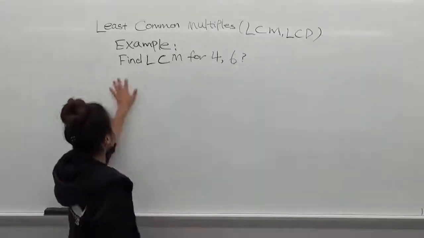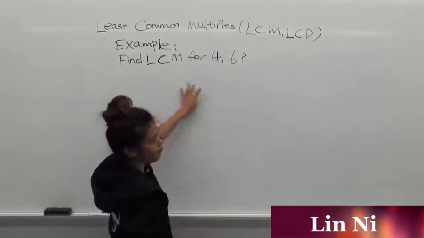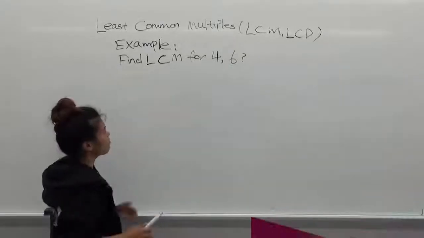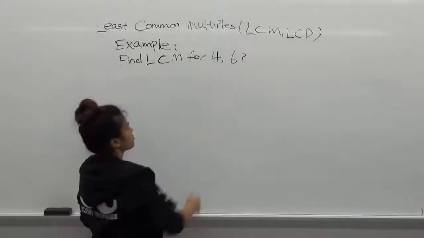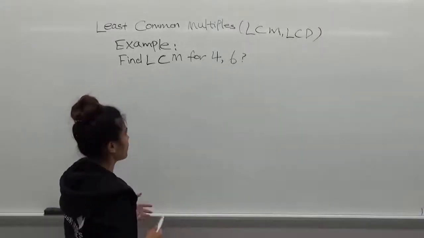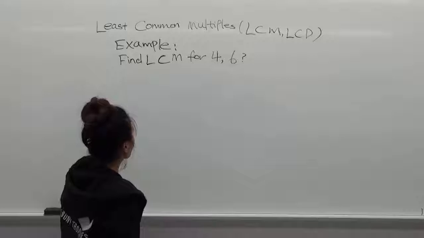Okay, let's look at another example. Find LCM for 4 and 6. Since 4 doesn't go into 6, we cannot use the way that we did in the first example.